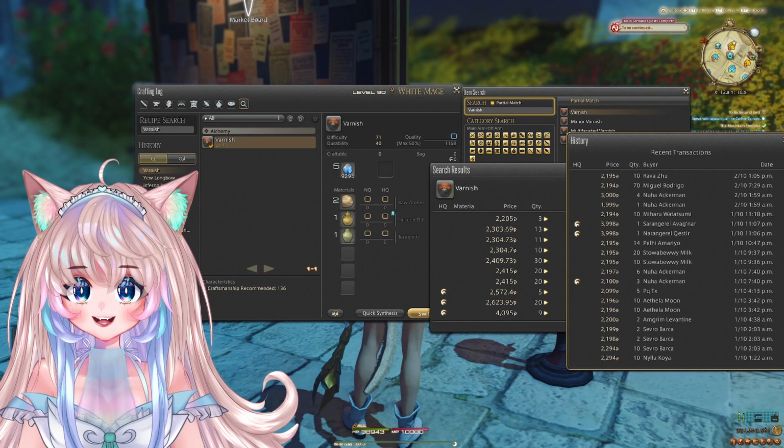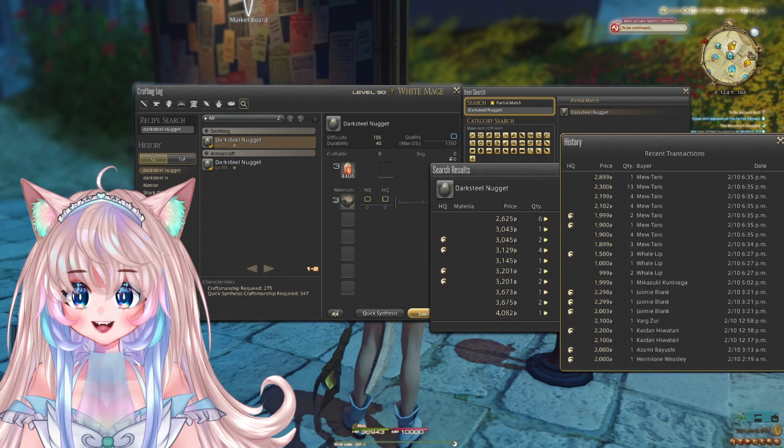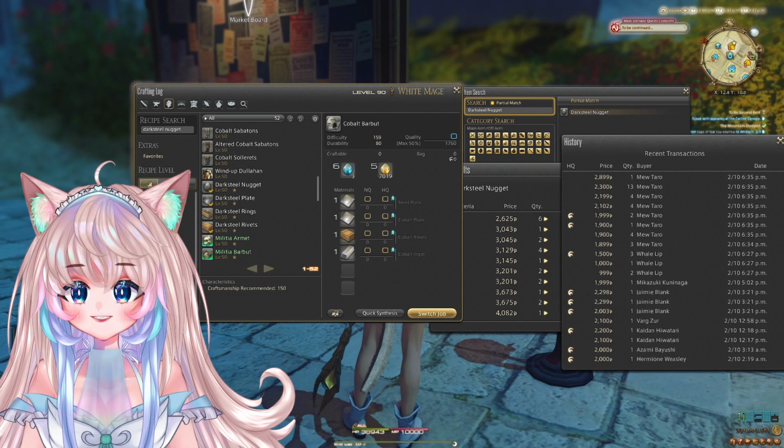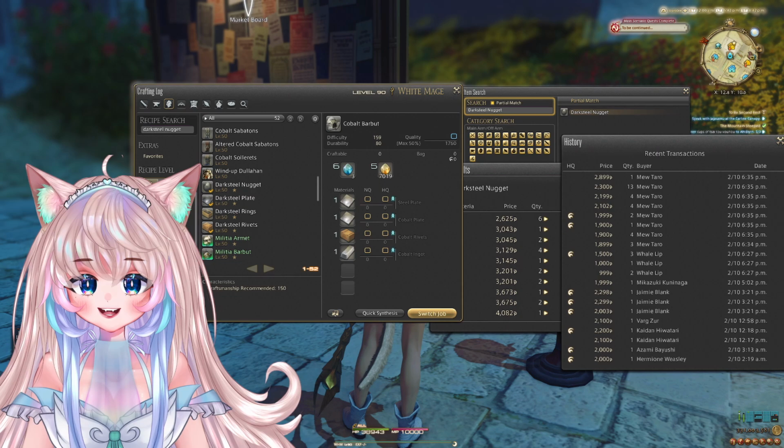Well, of course there are. Next is the Dark Steel Nugget, craftable with your blacksmith and armor crafter at level 50. And while it does have a star, it is not from a masterbook. It is just from the level 46 to 50 items and towards the bottom. But the nugget, plate, rings, and rivets also sell quite well, but the nugget sells the best.